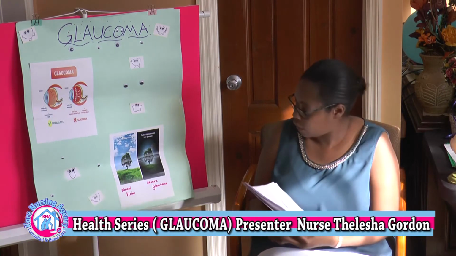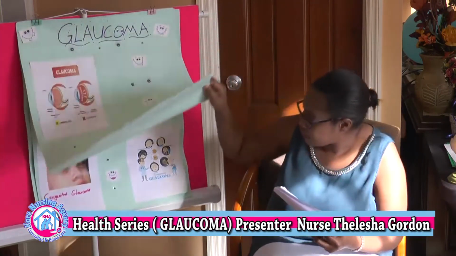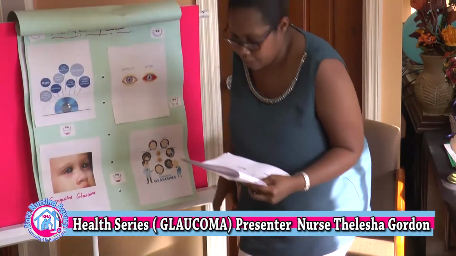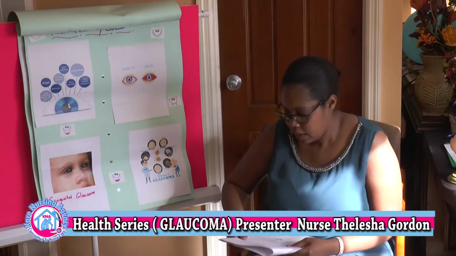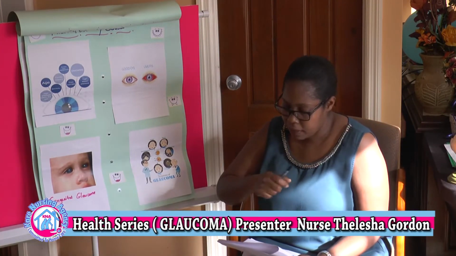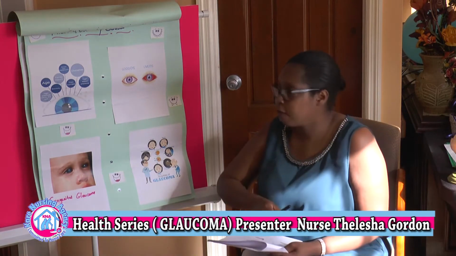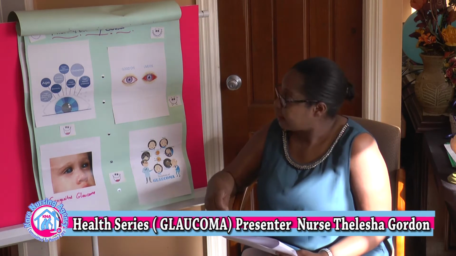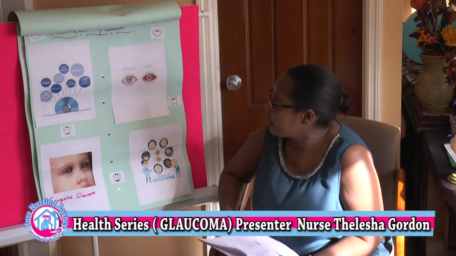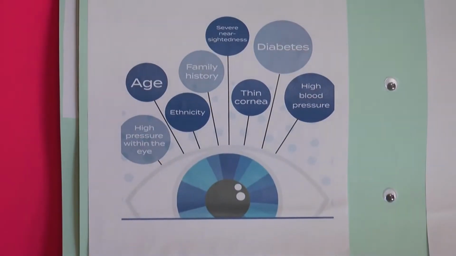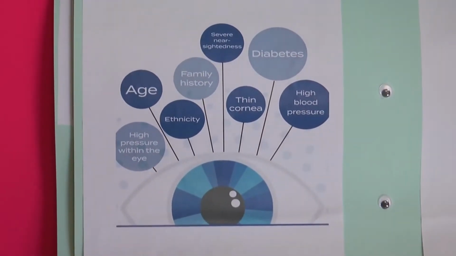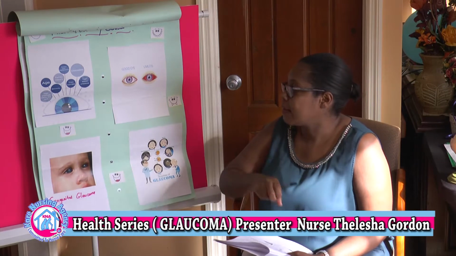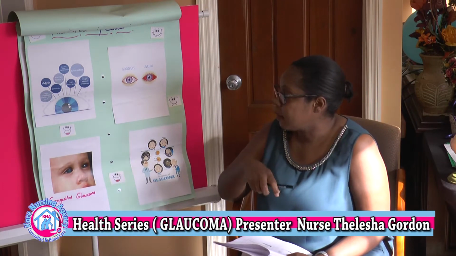Now I will go into some risk factors of glaucoma. As I mentioned before, it is usually caused by a blockage in the part of the eye that allows the fluids to drain out from it. Some risk factors I have here: high pressure within the eye, which is caused by a blockage of the trabecular meshwork that allows the fluid to drain out, and because the eye is a closed circuit, the pressure in the eye builds up.